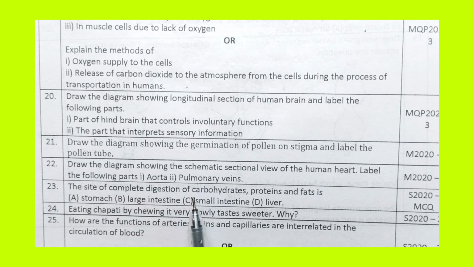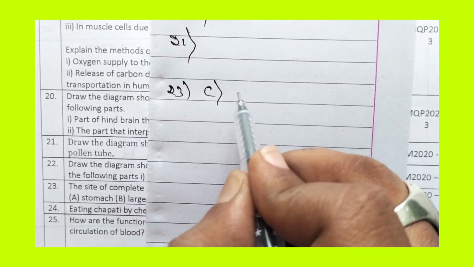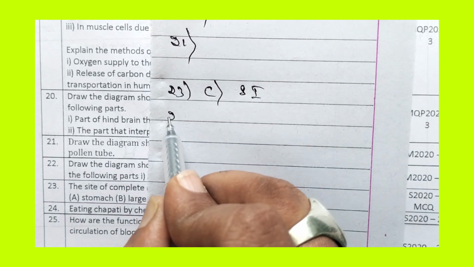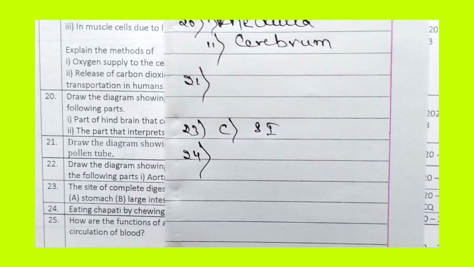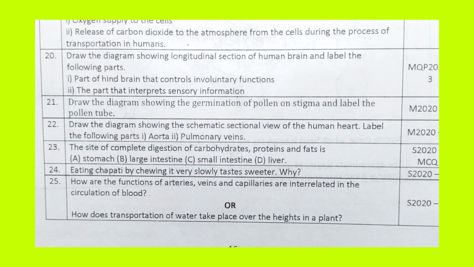The site of complete digestion of carbohydrates, proteins and fats is. So the site of complete digestion is the small intestine. So for the 23rd question, the right answer is option C, that is small intestine. So now let us move to the 24th question. The 24th question is, eating chapati by chewing it very slowly tastes sweeter. Why, it asks. So let us answer this.